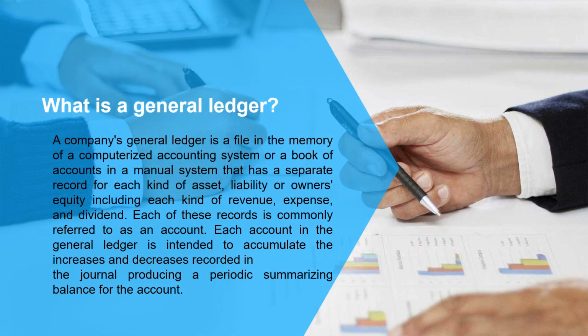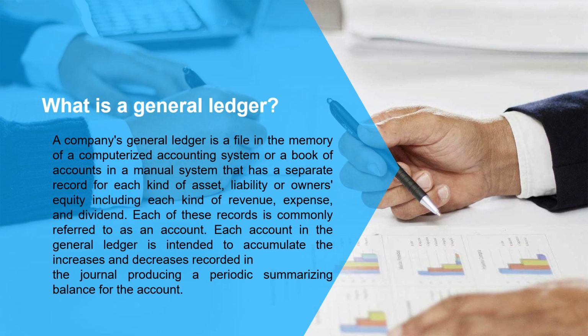The next step in a manual system or a computerized system is then to summarize the effect of all of these transactions recorded in some journal or in some area of memory, to summarize those for each individual account, meaning each individual asset, liability, owner's equity. And we do that by posting the journal entries to what is referred to as a general ledger.